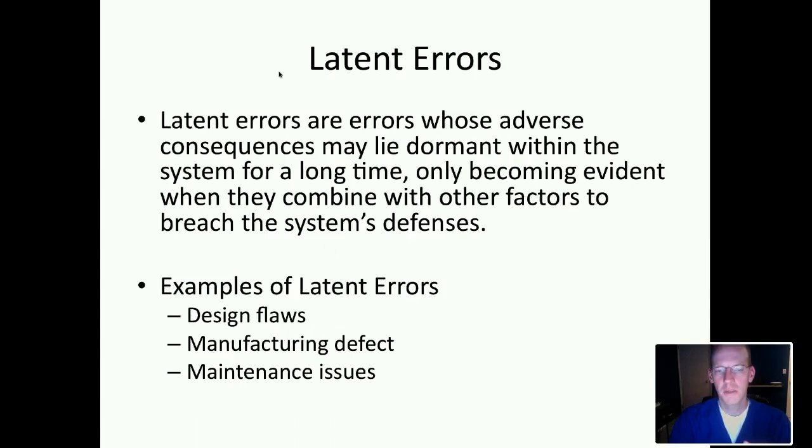So what is a latent error? A latent error is something that lies dormant within a system, sometimes for a long time, which only becomes evident when it combines with other factors to breach the system's defenses. An example may be a design flaw. Something is designed and 99% of the time it works great, but 1% of the time, in either an inexperienced person's hands or in someone who has a different interpretation of how the equipment should be used, that design flaw flares up and the equipment is used inappropriately, resulting in an error.